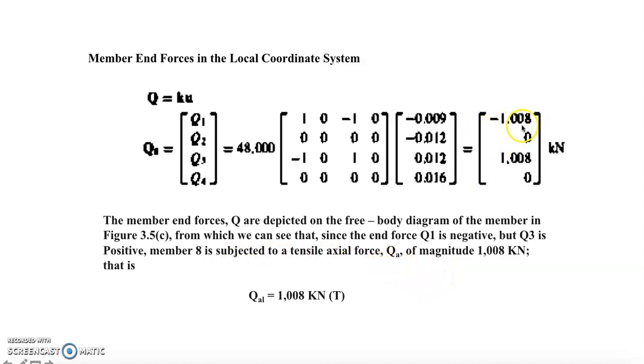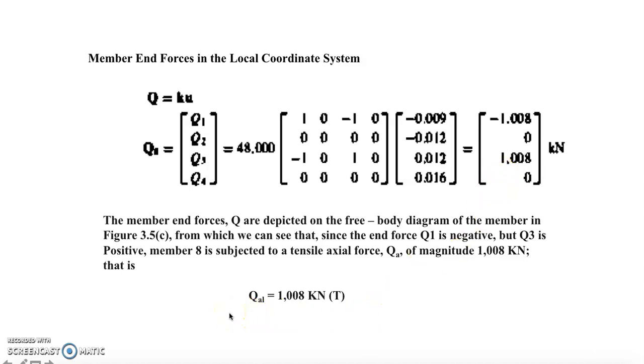So based on our computation, Q1 is negative 1008. And of course, for Q sub 3, that is positive 1008. So therefore, our axial force is 1008 kilonewton and it is subjected to a tensile force. So member 8 is subjected to a tensile force.